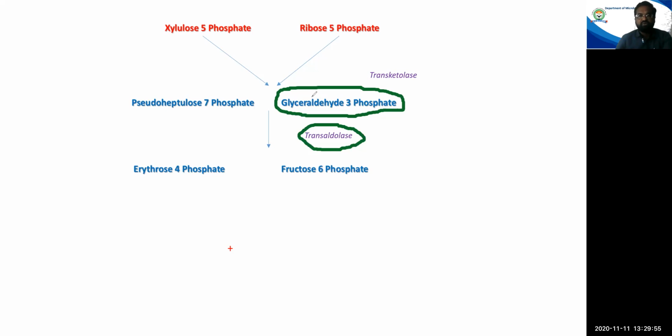Okay. So we just assume that there are sedoheptulose 7-phosphate and glyceraldehyde 3-phosphate present in the cell. The transaldolase enzyme will act upon both of these, condense them, and result in the formation of one 4-carbon and one 6-carbon compound, erythrose 4-phosphate and fructose 6-phosphate. Now, what is this fructose 6-phosphate molecule? You know very well, fructose is the isomer of glucose. So if you are having fructose, that means the cell is having glucose. So this fructose can enter the EMP pathway and result in the formation of energy.